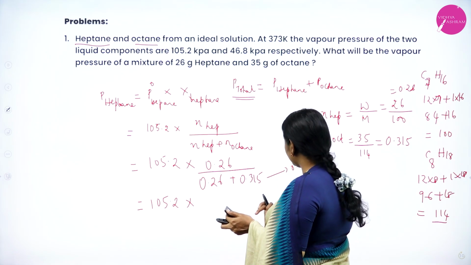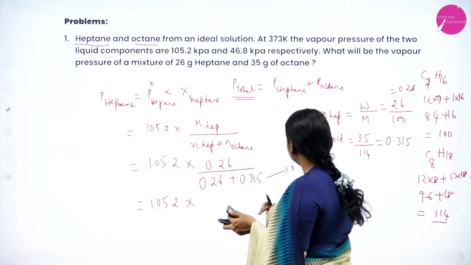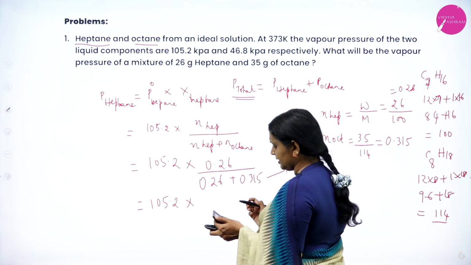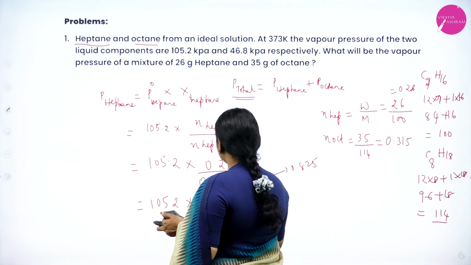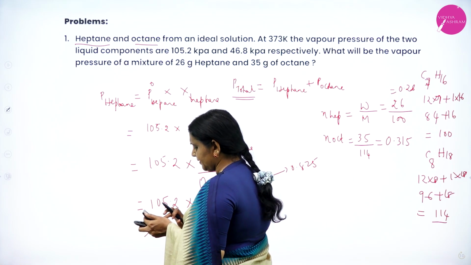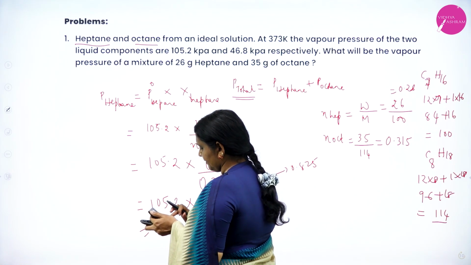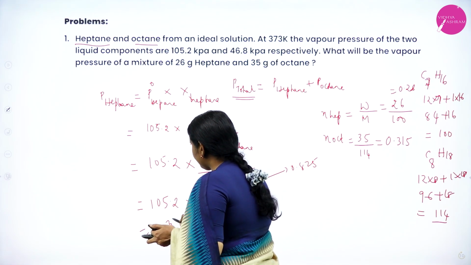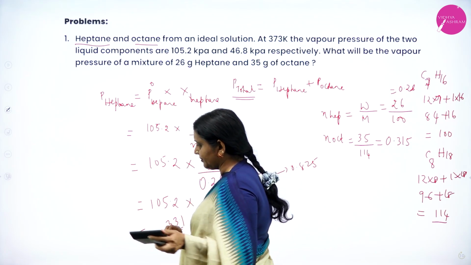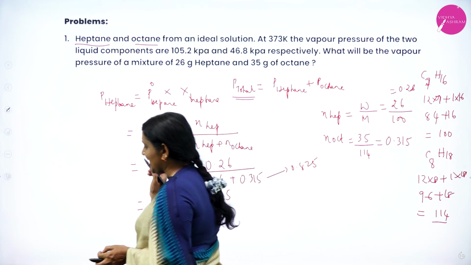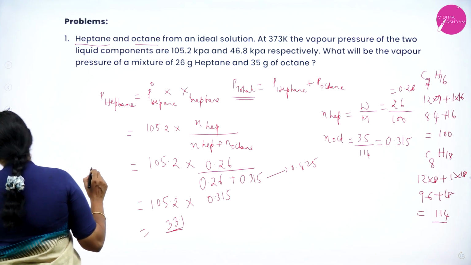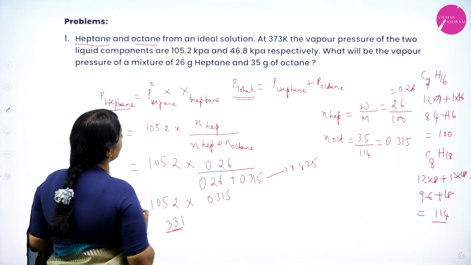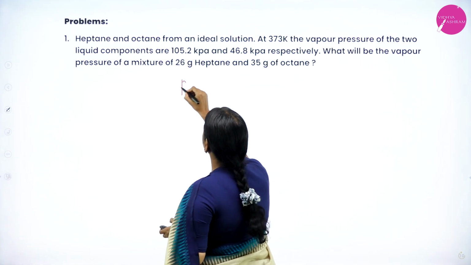Now 0.26 divided by 0.825, it is 0.315. 0.315 into 105.2 is equal to 33.1. 33.1 is the answer for the pressure of what? Heptane. Okay. Now, pressure of octane.